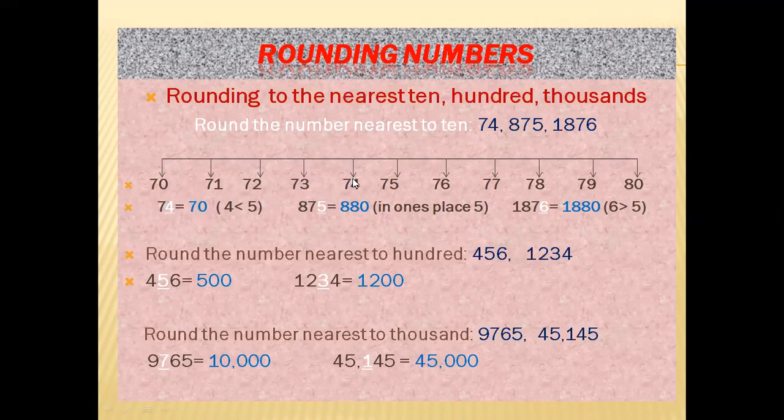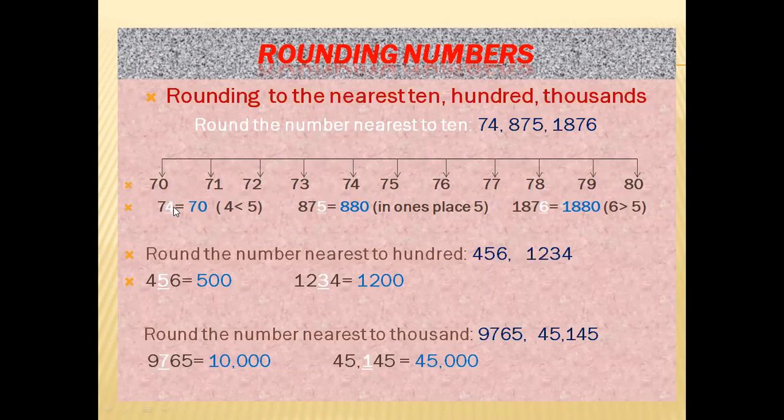See on the number line: 70, 71, 72, 73, 74, 75, 76, 77, 78, 79, 80. 74 is nearest to which number, 70 or 80? It is nearest to 70. It is four steps after 70, but six steps before 80. So 74 is nearest to 70. Okay, this is one method.